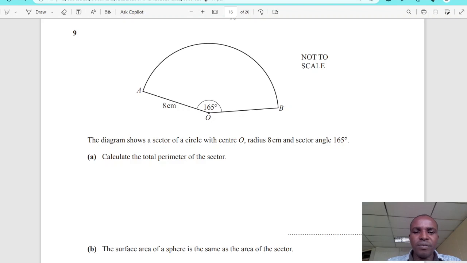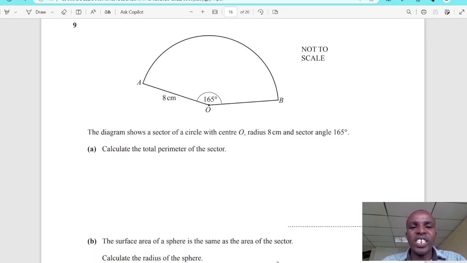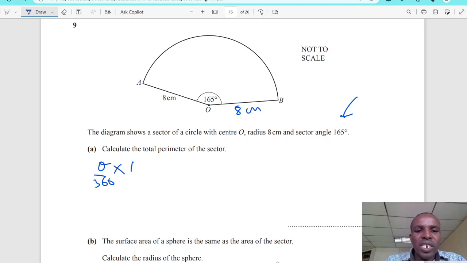Like the next part, they said the diagram shows a sector of a circle with center O, radius 8 centimeters, and sector angle 165. Calculate the total perimeter of the sector. Total perimeter of this sector, you say what? Distance right round, this will be 8 centimeters. Like this. So it will be 8. Then angle sector is this one. So it will be perimeter is arc length, theta over 360 times pi d or 2 pi r. That's arc length plus this one. Plus radius plus 8 plus 8.